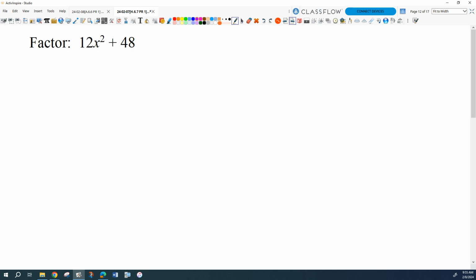How about that one? We could actually factor something out, a GCF. GCF, there you go. You could take out a 12. 12. You took out a 12. 12 actually. Times what then? X squared plus 4. Okay, now what?